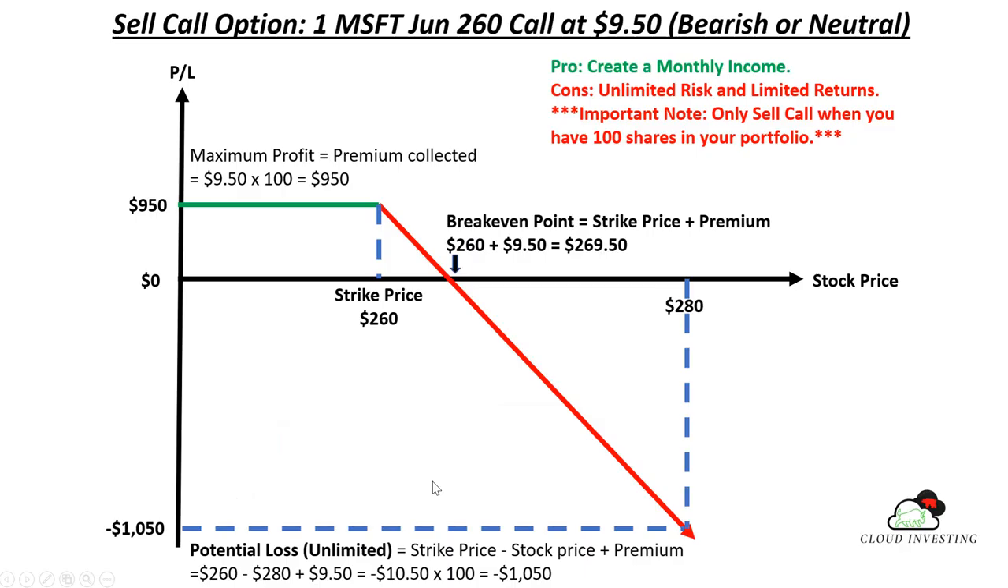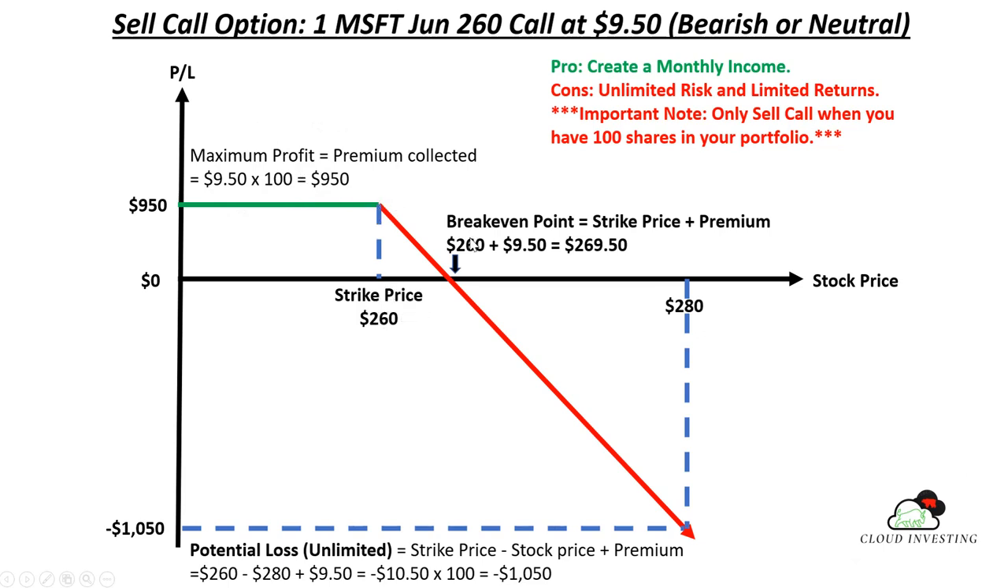So this is how the profit and loss chart will look. Sell call options: one Microsoft June 260 call at $9.50. So what is the max profit that you get? The max profit you get is the premium that you collected, so $9.50 times 100 shares, equal to $950. So this is the max profit that you get. The strike price is 260.